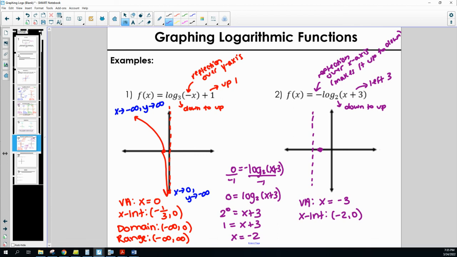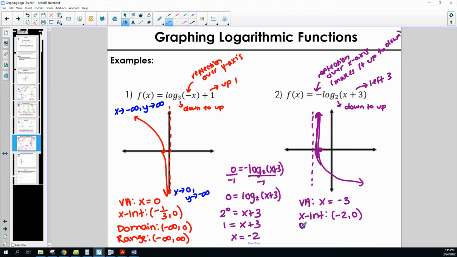So we're here. And now we had a down to up function, but because it reflected over the x-axis, it is now an up to down function. So it's going to look like this. Oops, pretend it goes through that point, and it looks like that. Oh, this is not pretty, but there we go.